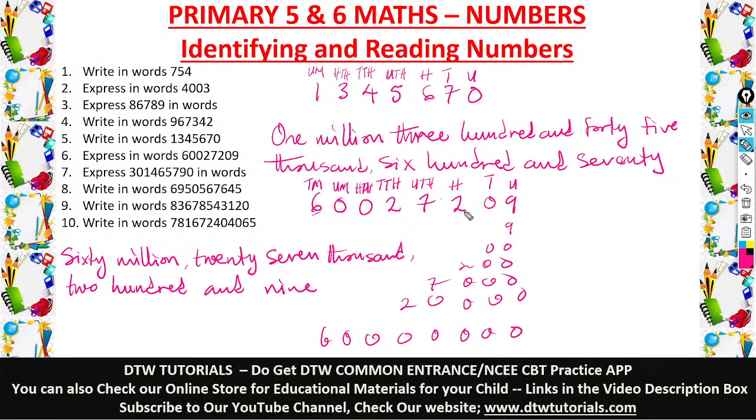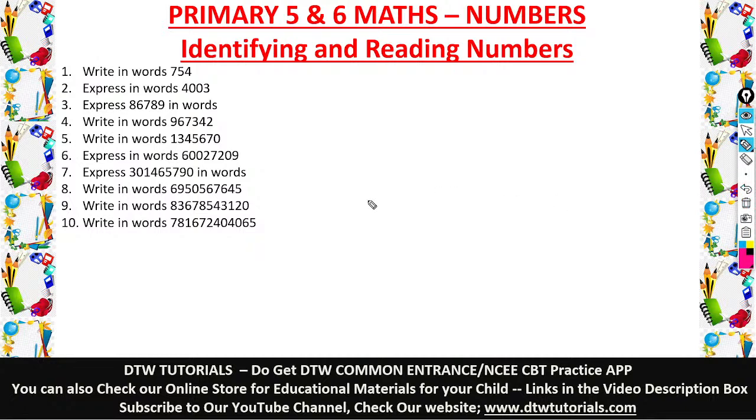Now let's go to our next one. Let me clear this whole screen. Here we have this 301,465,790. So this is units, this is your tens, this is your hundred, this is your unit thousand, this is your ten thousand, this is your hundred thousand, this is your unit million, right? Here we have this is our ten million, and finally this is our hundred million.